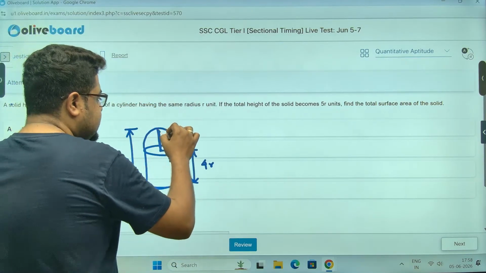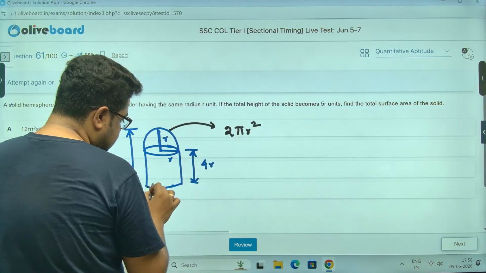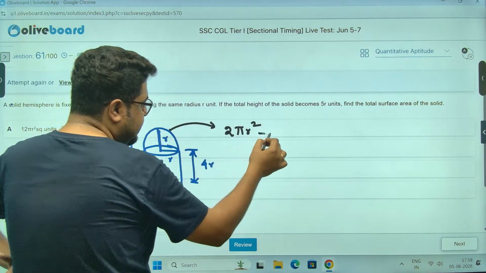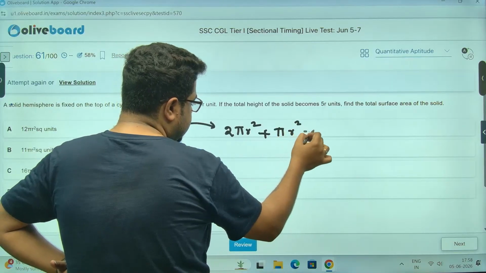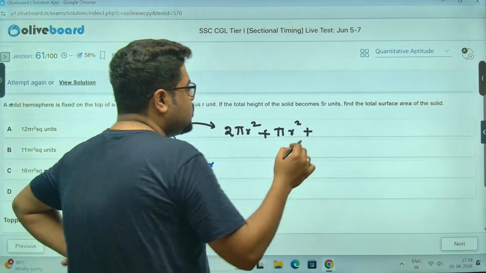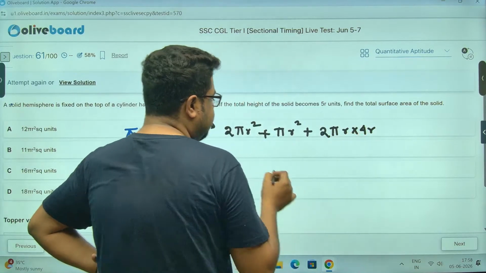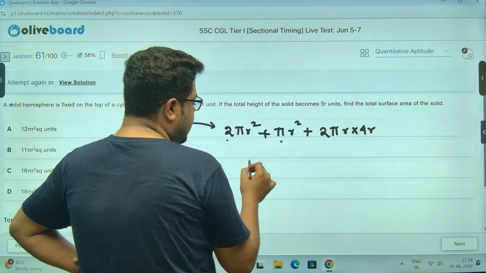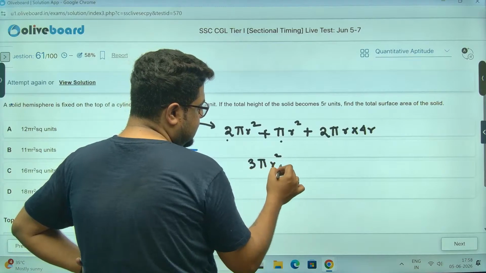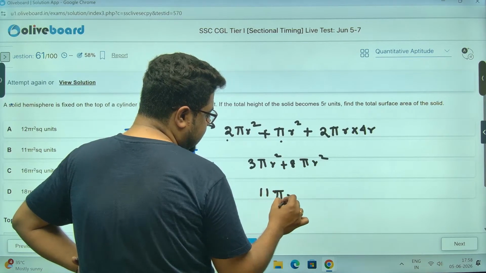Surface area, sir. This is a hemisphere, that is 2 pi r square. This bottom surface, sir, this is pi r square. This, the curved surface of the cylinder, that is 2 pi r h, and h is 4r for the cylinder. So 2 pi r square, 3 pi r square plus 8 pi r square. So my answer will be 11 pi r square.